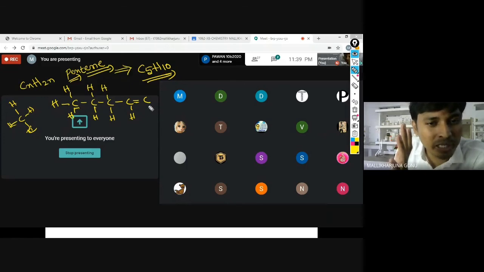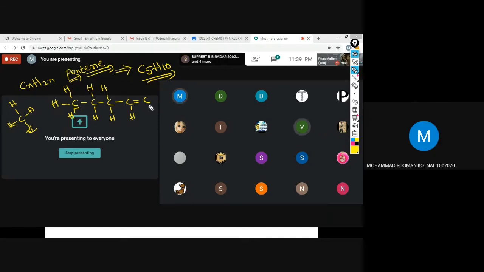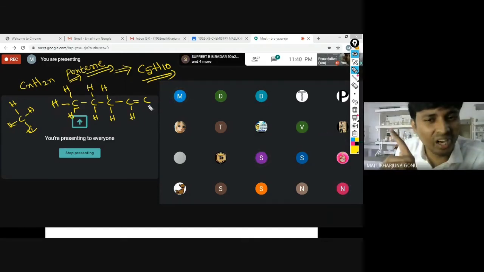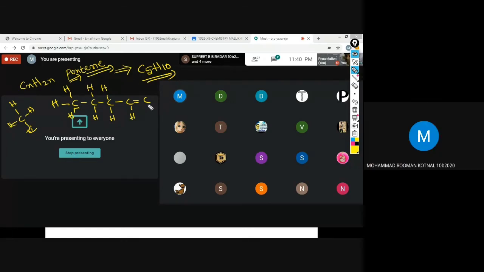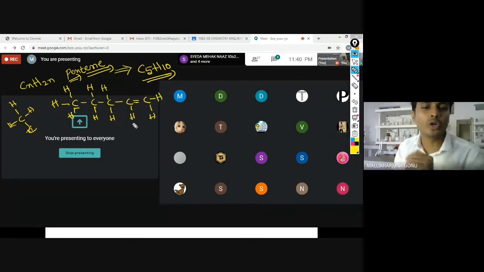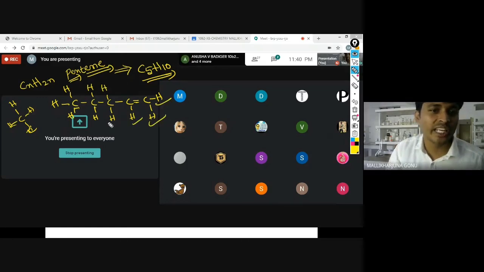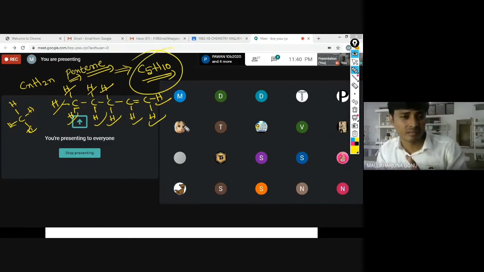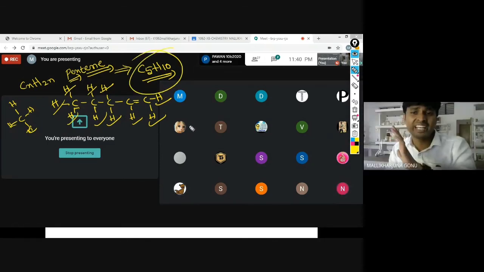Now this carbon, how many bonds is it having? 2. So how many are left now? 2 more. Yes. Now you count the hydrogens. 1, 2, 3, 4, 5, 6, 7, 8, 9, 10. Exactly matches this formula. Is it clear, Neha? Yes, sir. So everyone should practice. You have to write in the notes. You have to practice. Then only this can be learned.